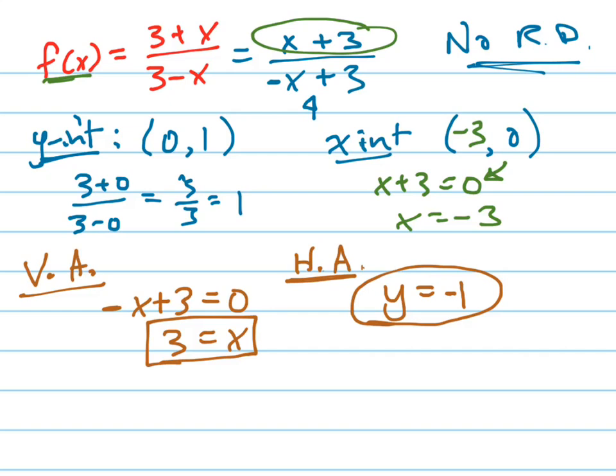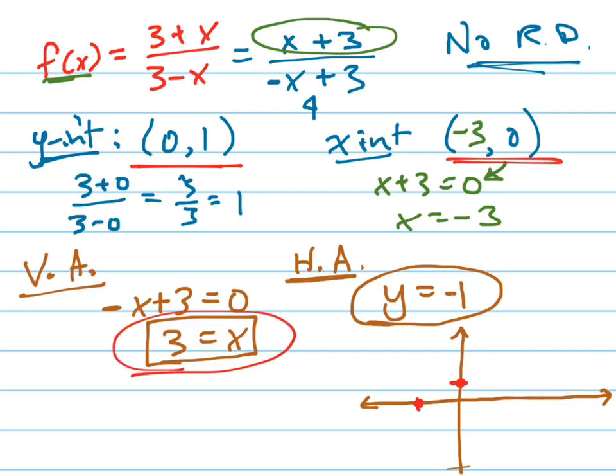So what else do I need? I might need some more points, but let's see if that's enough information. Let me even try to graph this down here. Let me see if I can fit it down here with the little space I have left. Let's plot my points. First of all, I have my y-intercept of 0, 1, so it's right there. I have my x-intercept of negative 3, so it's right there. I have a vertical asymptote of positive 3, so 1, 2, 3. That's a vertical asymptote. I'll draw that in. And I have a horizontal asymptote of negative 1, so that's right there.